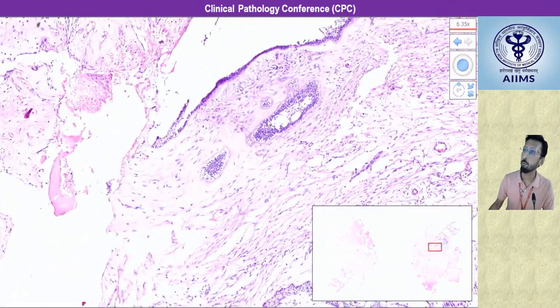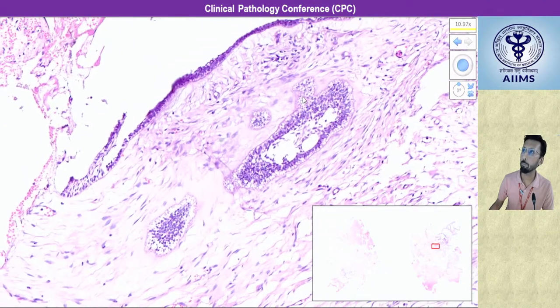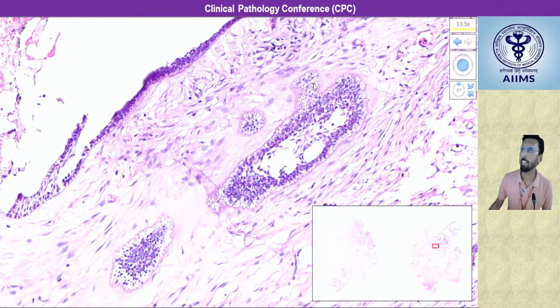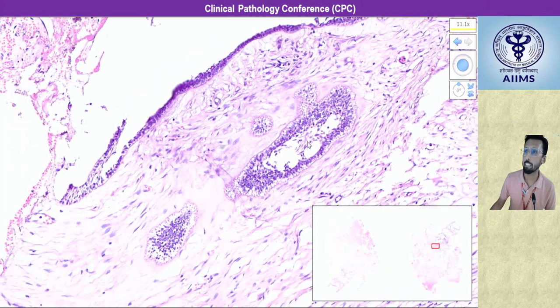See, small follicle. And if you look at them, they are extending into the surrounding stroma. See the boundary of the lumen, the boundary of the follicle. They are extending into the stroma. So again, an indication of the aggressive behavior of the tumor. And you can see some sort of clear cell changes here.